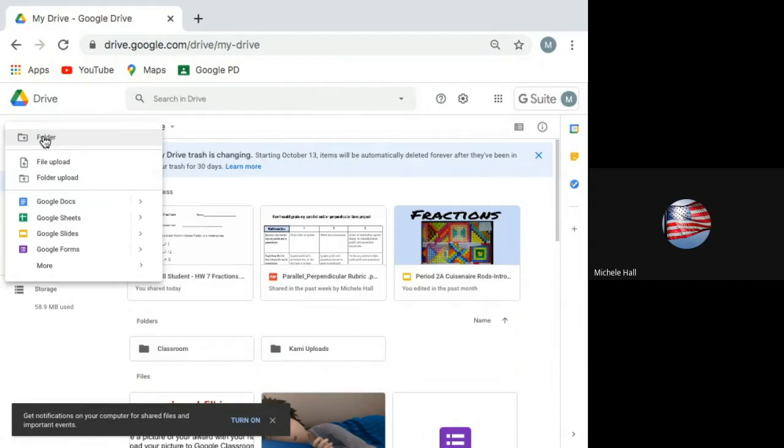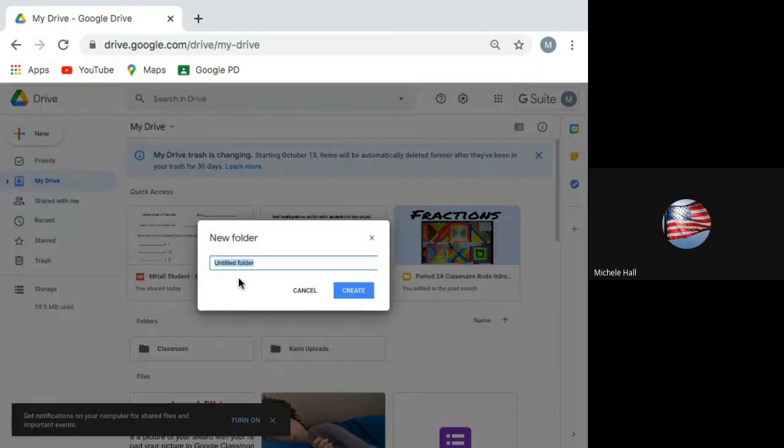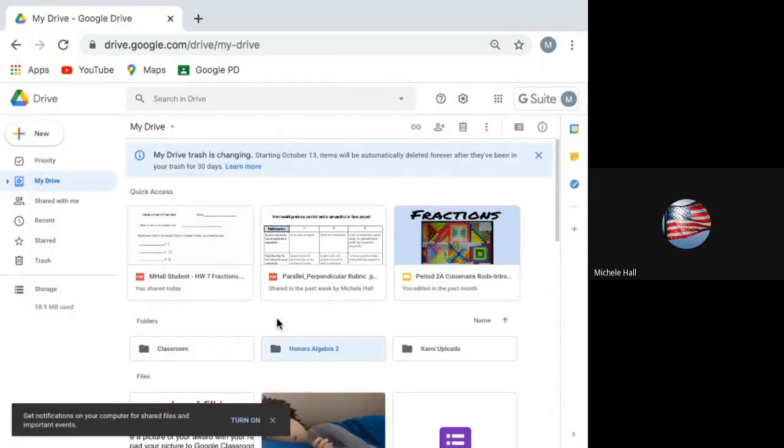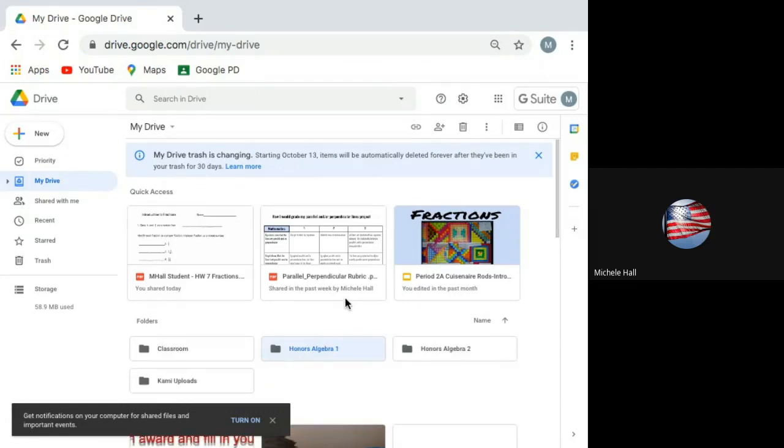So click folder, and you're going to say honors Algebra 2. You have an honors Algebra 2 folder. So you can create folders for any of your classes. Okay, it's probably starting to get a little bit complicated in your drives. Maybe you can't find some things.